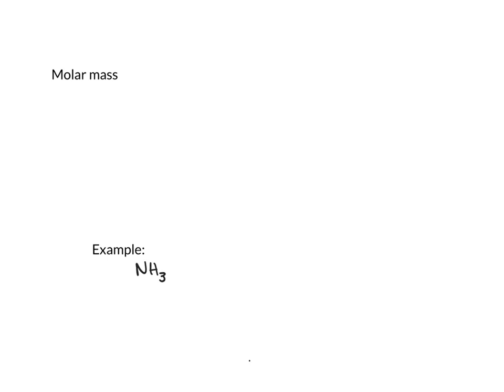So what we need is a way to convert between something that we can measure, so for example grams, to something that tells us how many molecules we have, or moles. So I need a way to convert between grams and moles. And the way that we're going to do that is to look at the numbers on the periodic table.